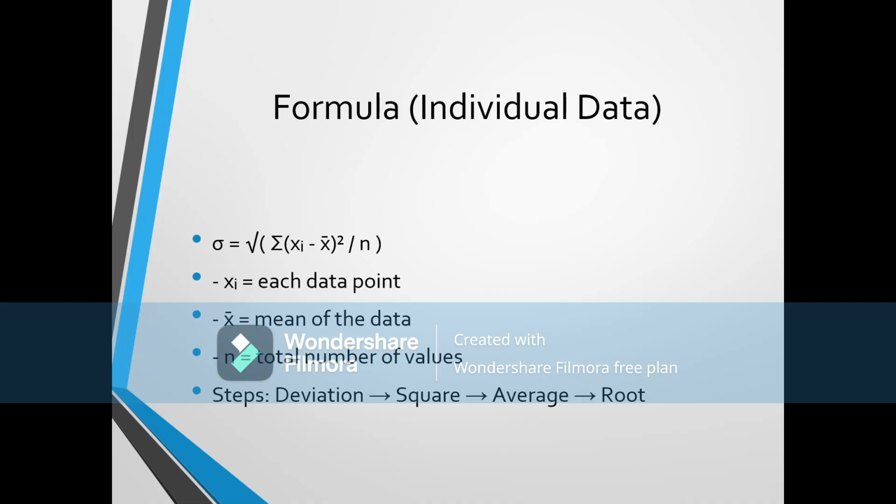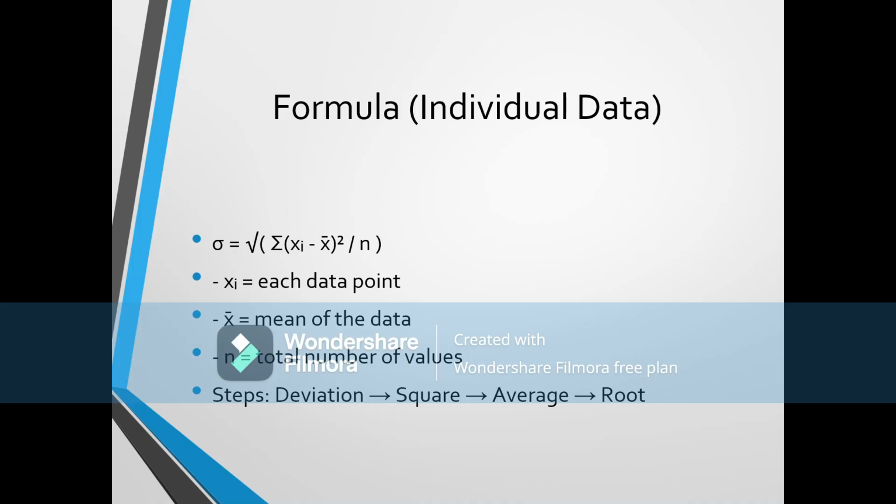Now, let's see how we calculate it for ungrouped or individual data. The formula is sigma equals the square root of the sum of the squared differences from the mean divided by the number of values. Sounds tricky, right? Well, it's really just four steps. Find the mean, subtract it from each value, square the result, and then take the average. And finally, take the square root of that.